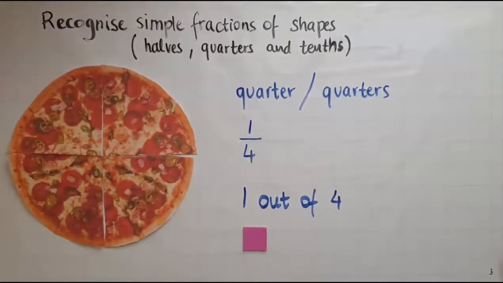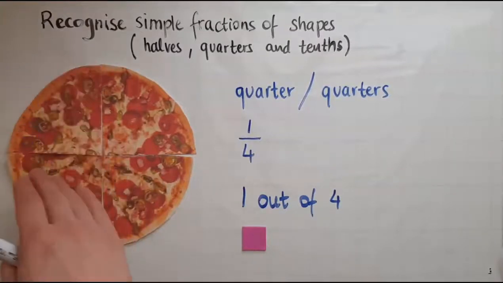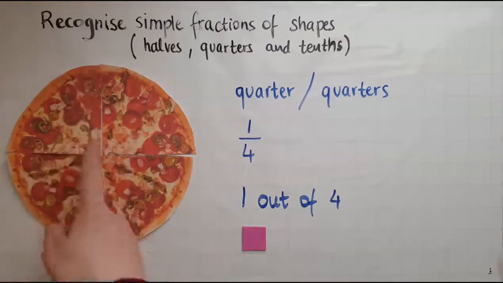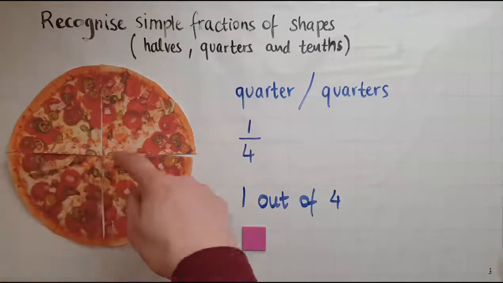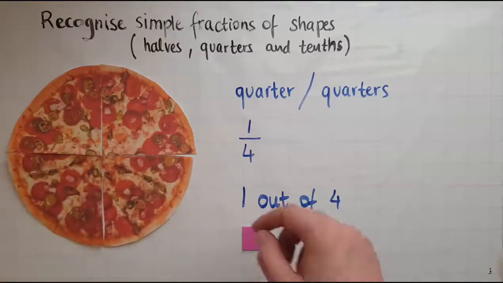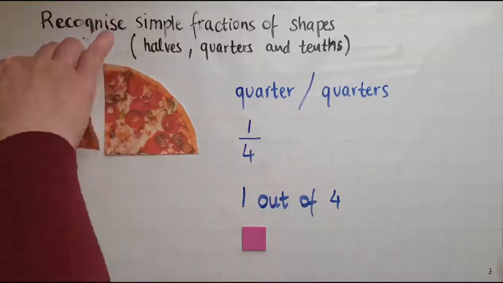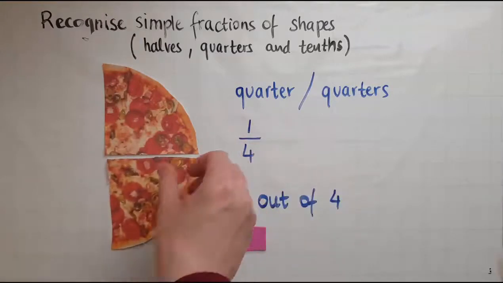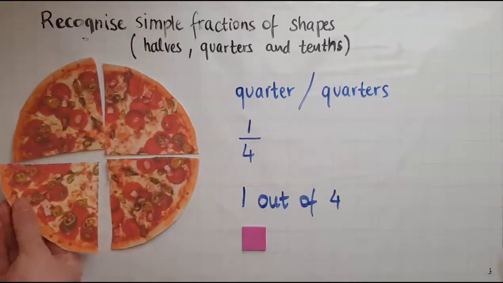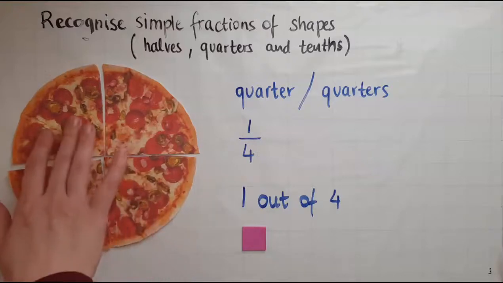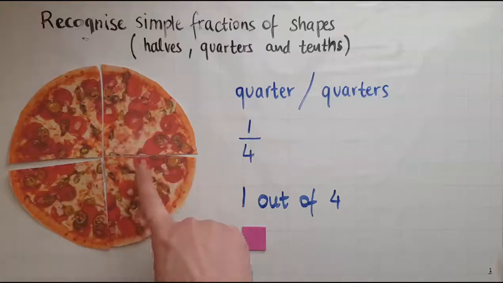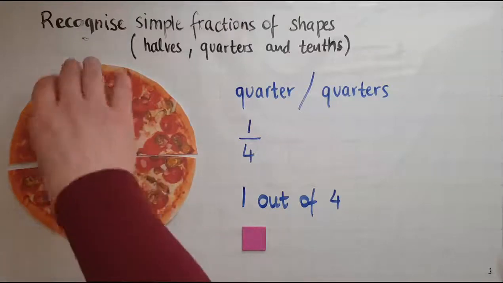We'll now look at a quarter. So again, I have a pizza which I've cut into 4 equal slices. So I've cut it in half first and then in half again. So one of these parts is a quarter. All of these together, they are quarters. So I've got 4 quarters in here. Here is a quarter, like quarter of an hour. So that is a quarter, 2 quarters, 3 quarters, 4 quarters.